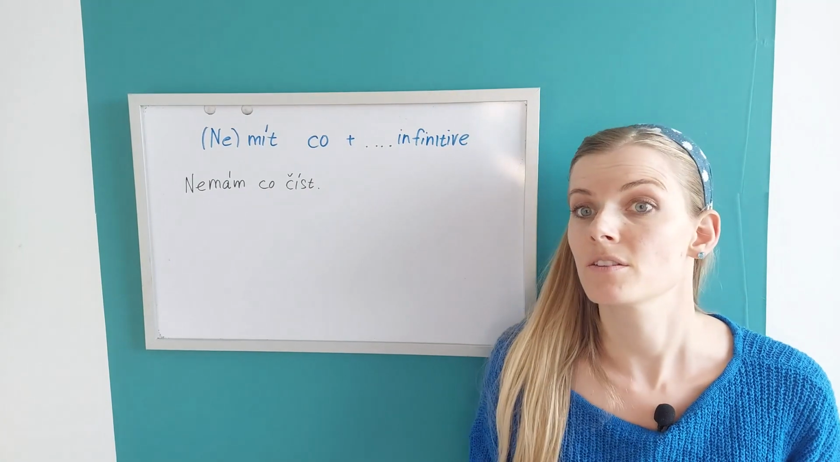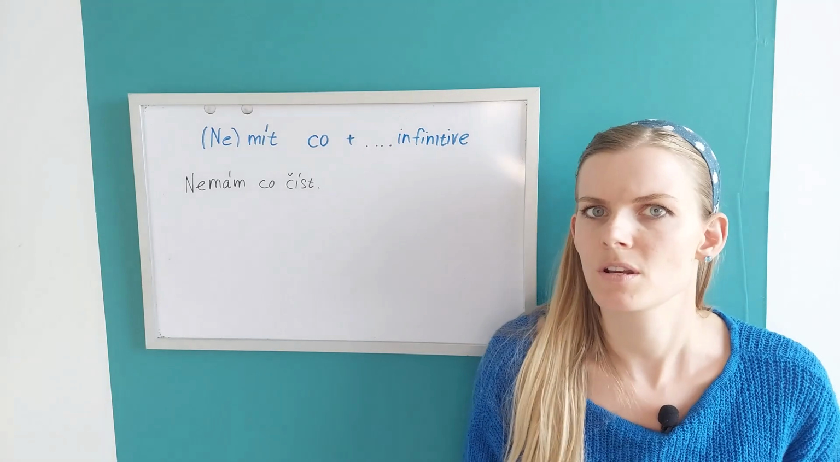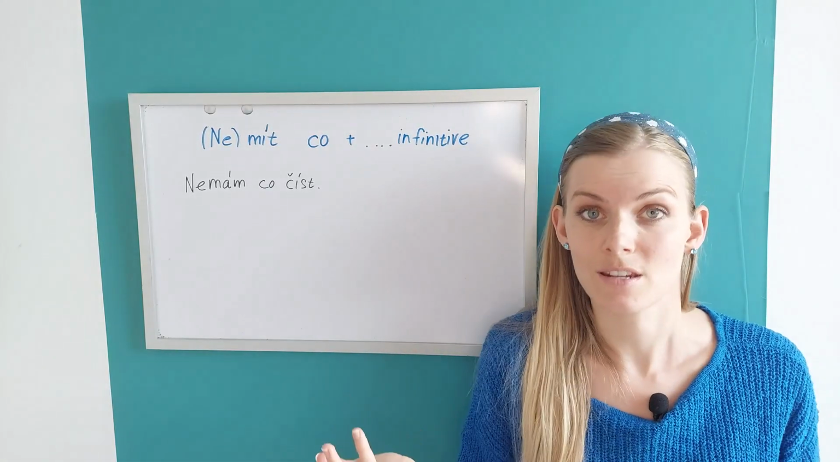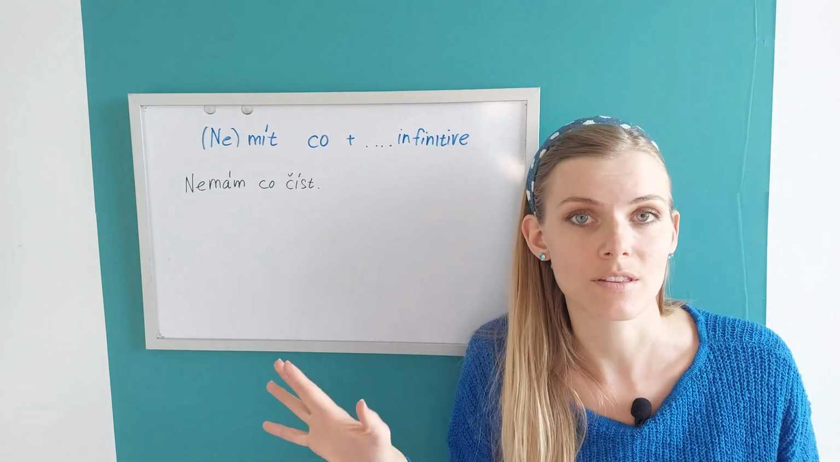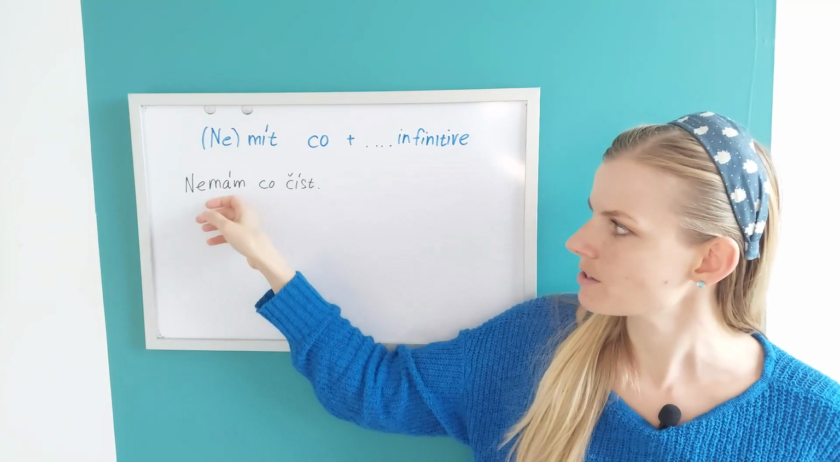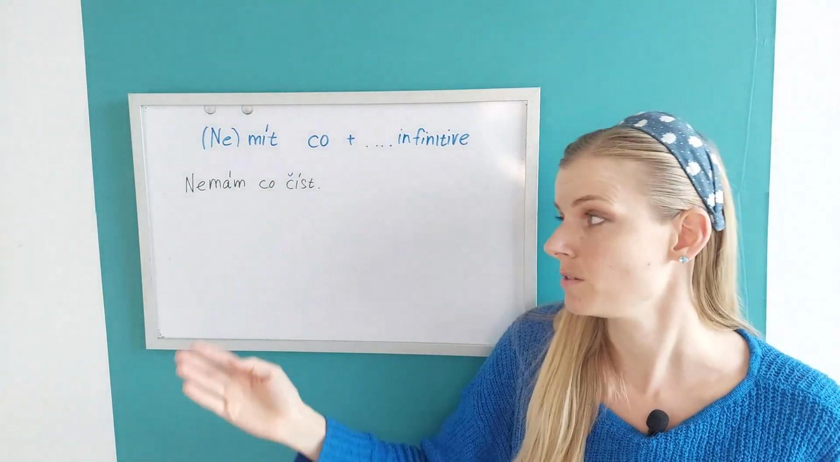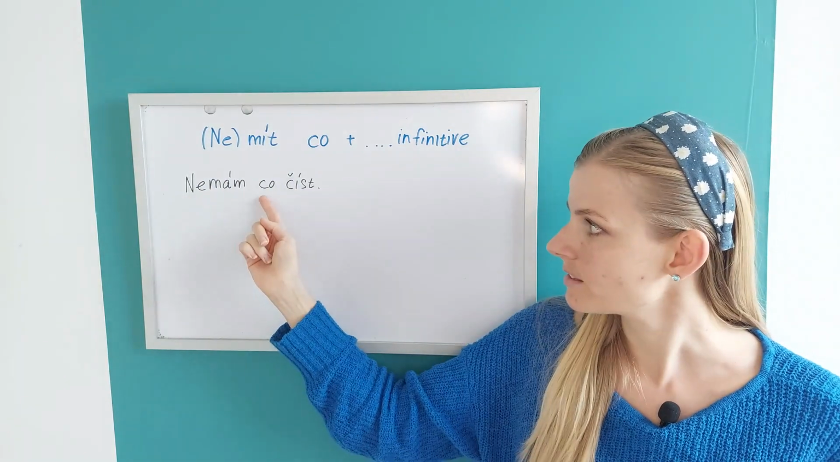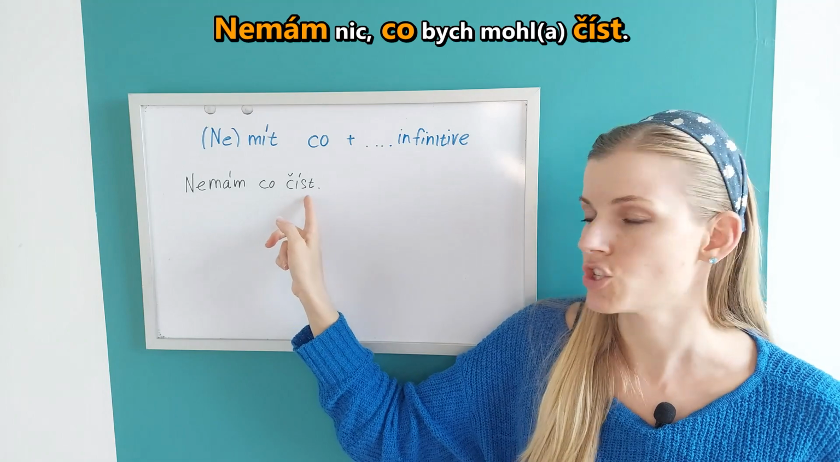Imagine your friend tells you, nemám co číst. What does it mean? Číst means to read, and what they are saying is, I have nothing to read. I've read everything. I have nothing to read now. Nemám co číst. When you look at the construction, you use the verb to have, usually in the negative form. I don't have anything to read. Nemám nic, co bych mohla číst.